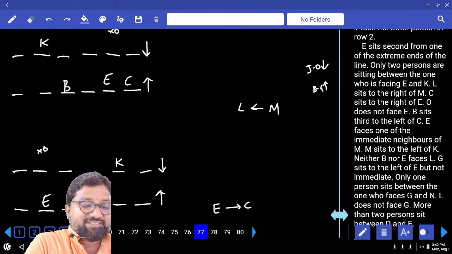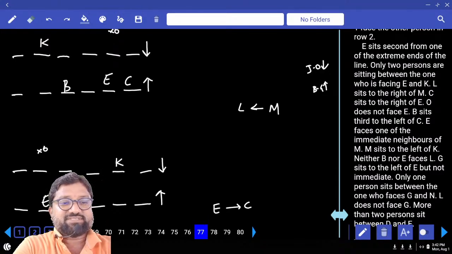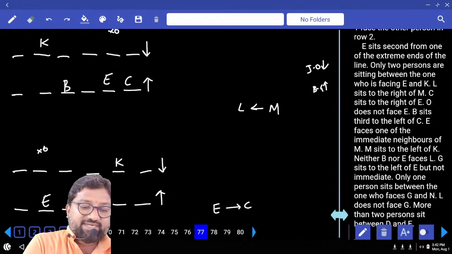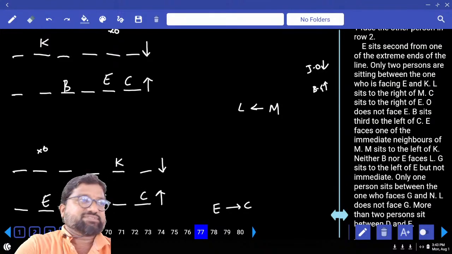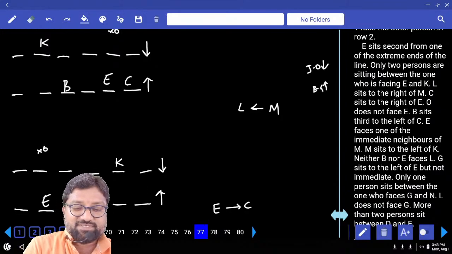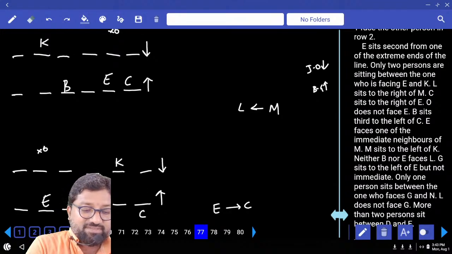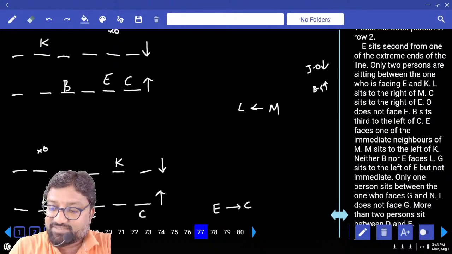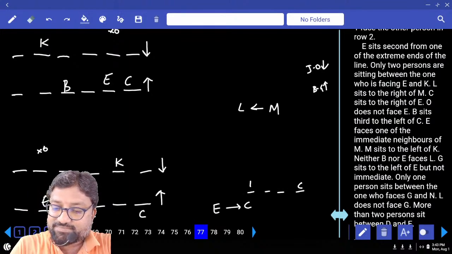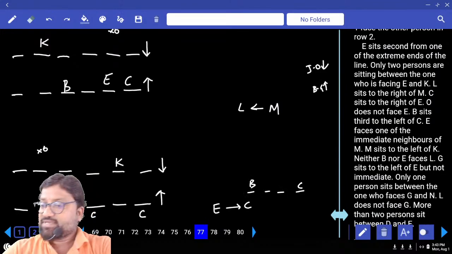In the second case, can I take C here? No, because B sits third to the left of C. Can I take C here? Yes. Can I take C here? No. But can I take C in this place here? Yes. How many possibilities for C here? 2 possibilities, either this or this, because he said B sits third to the left of C. That is the situation. Let us see what is next.